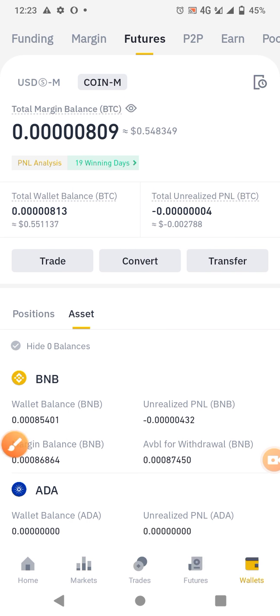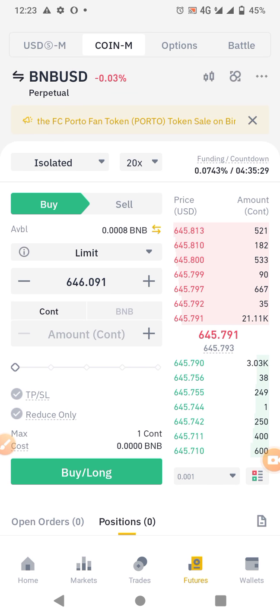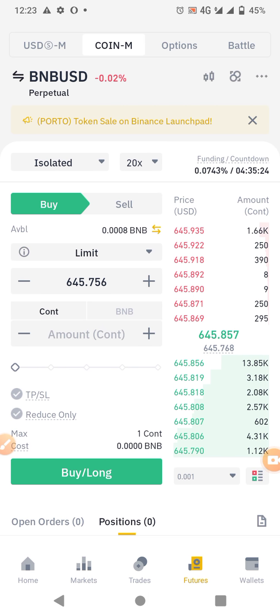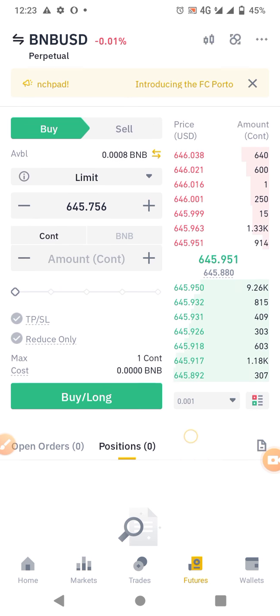So let me go back to the trade. Let's watch our trade a little. Now you can see the position has already closed. Why? Because I already closed the position.